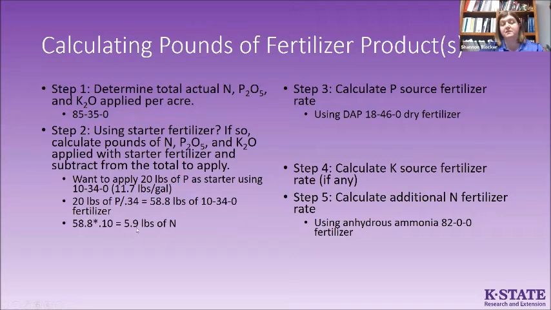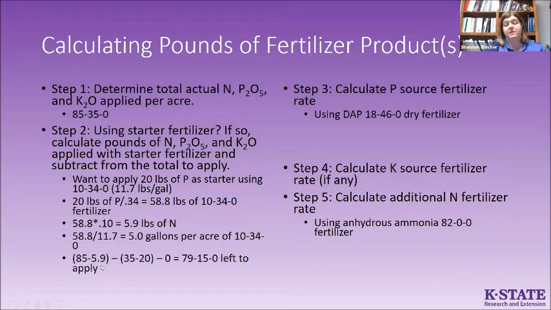You use the density to make it, well, not yet. Then you figure out how much nitrogen that is, a little under 6 pounds of nitrogen. Use the density to determine how many gallons per acre that is. And then do the math to figure out what you have left over. So we started with 85, 35, 0. Now we have 79, 15, 0.